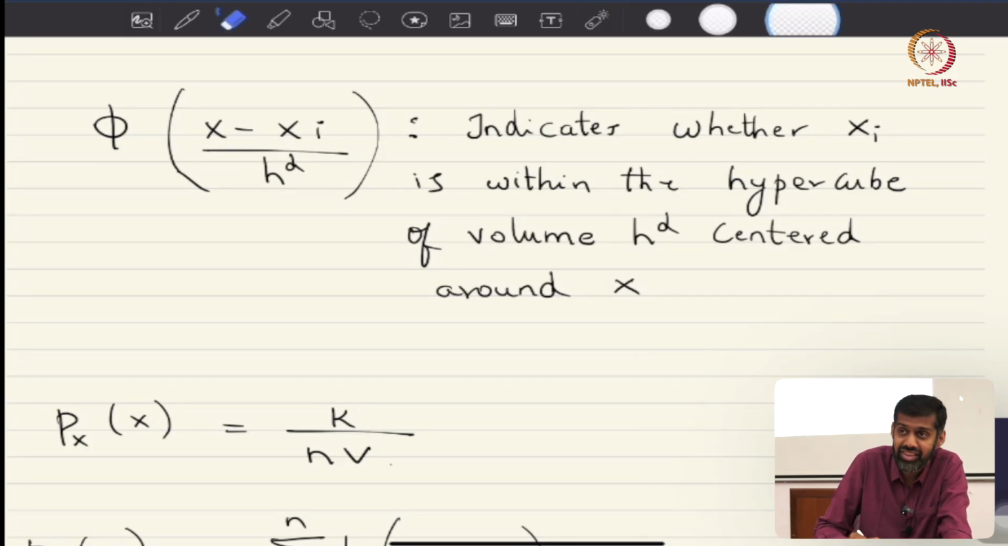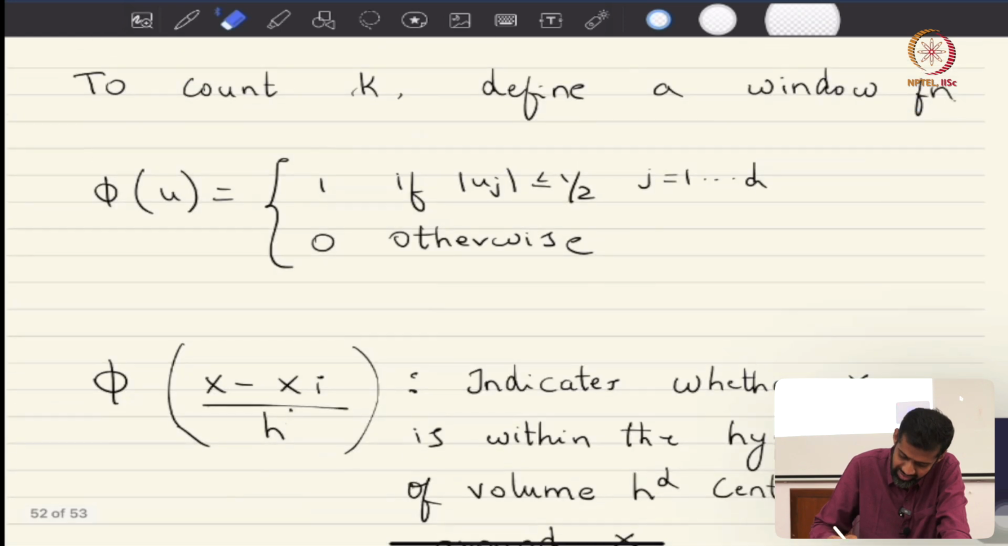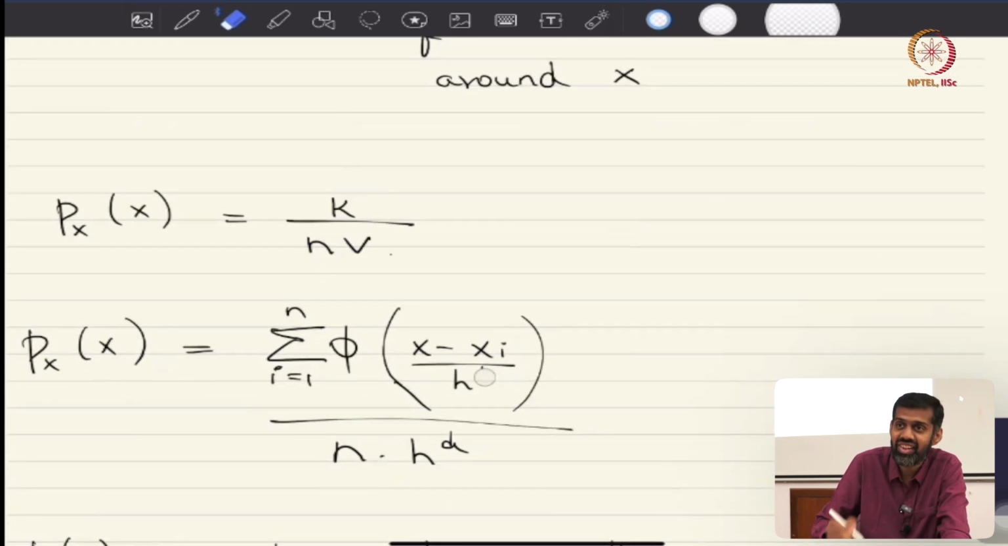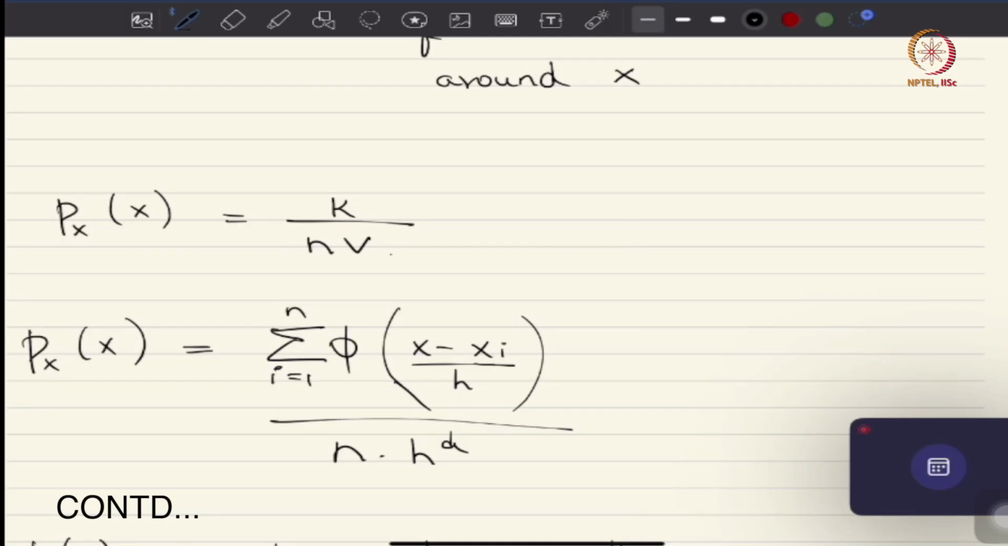This is because you are doing it for each dimension, so you shift it and scale it with h. So h power d appears in v, not here. Do you all see what he said? You take that indicator function, you shift it and scale it with h, where h is the length of that hypercube. You don't scale it with h power d, you just scale it with h. It's correct. Okay, we will stop here and continue in the next lecture.